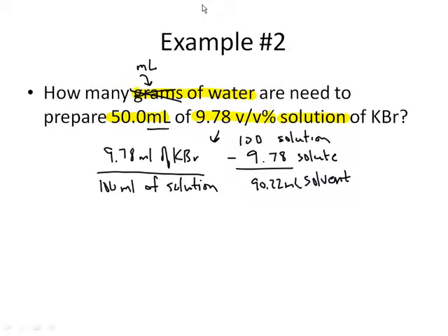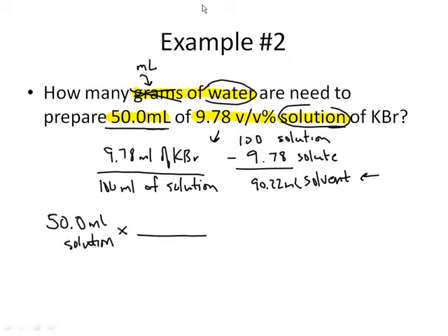Now, which of those relationships is what I want? Well, I know that I need to use the solvent one because I asked for water. And I also know that I want to use solution because it told me I had 50.0 milliliters of solution. So 50.0 milliliters solution is where I'm going to start.